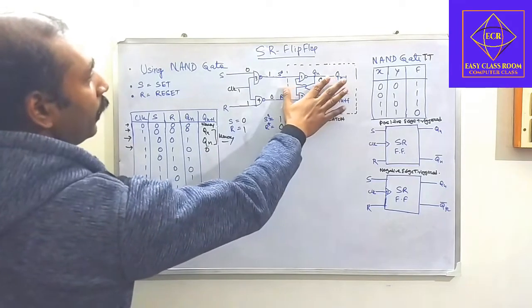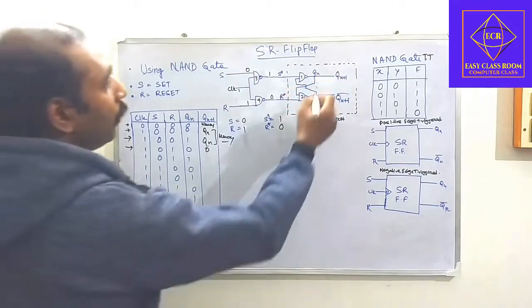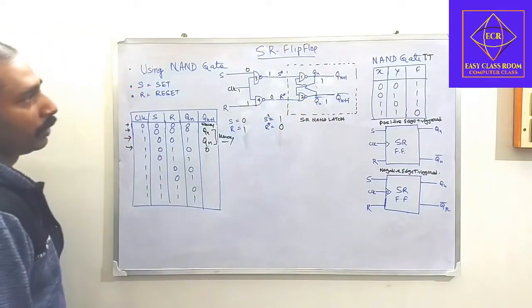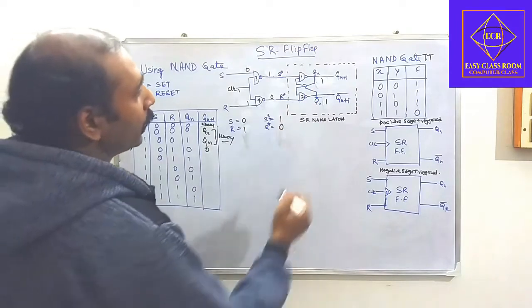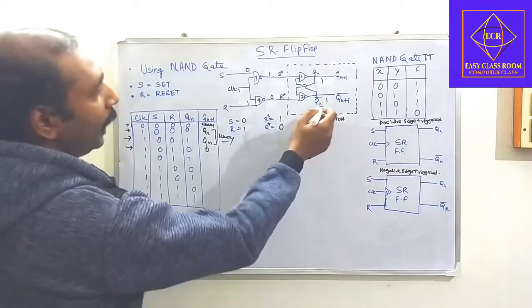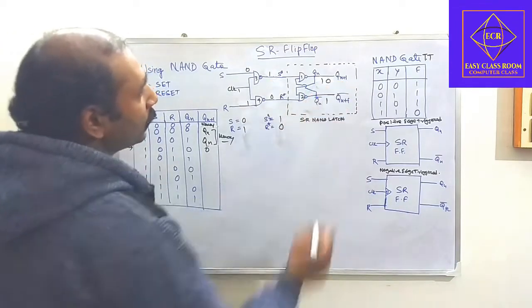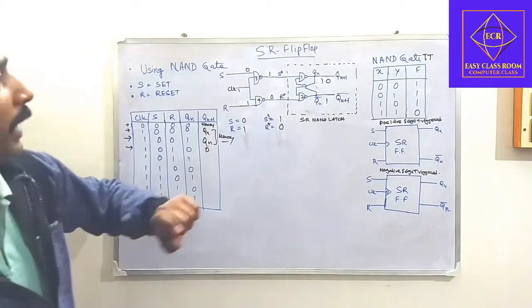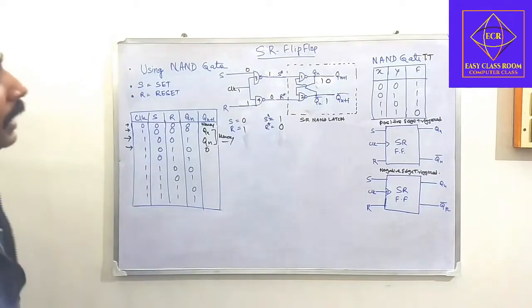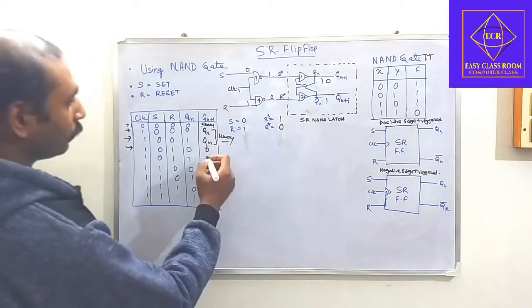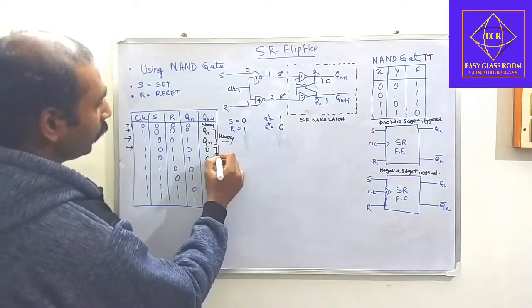Now again, if this is 1, what will be the output? So again, this 0 and 1 we will get 1, and this 1 and 1 we will get 0. So what is actually happening? If the reset pin is 1, the output will always be in the 0 state. So this is nothing but reset.